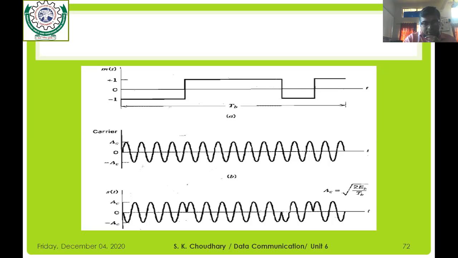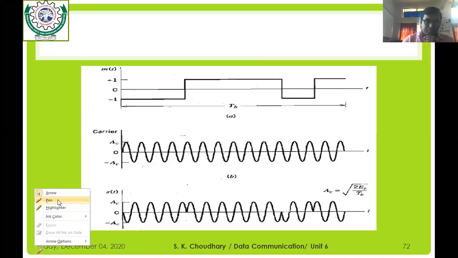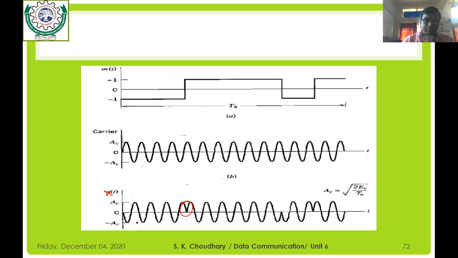Then it would be mixed with the carrier signal having phi(t), and the signal x(t) that is generated has a phase shift of either 0 or 180 degrees depending upon the polarity of the signal m(t). So finally we get this DS-BPSK signal.